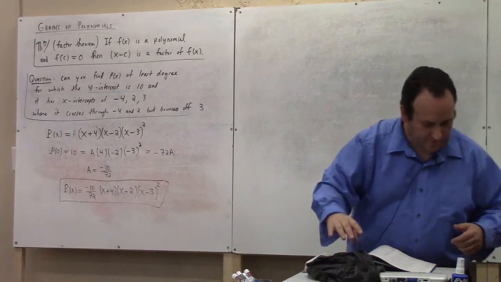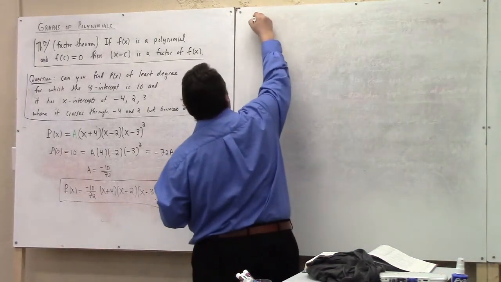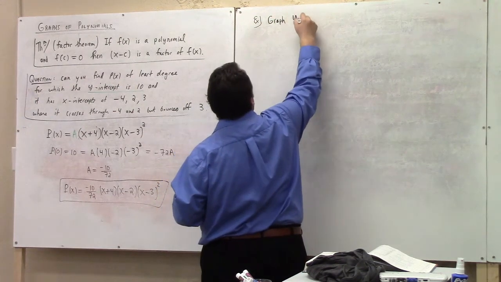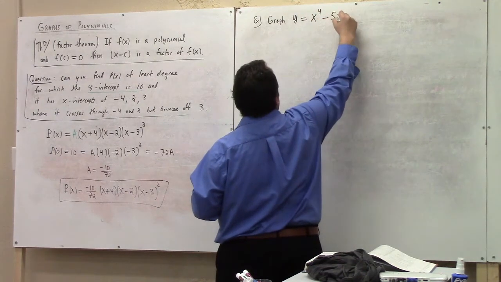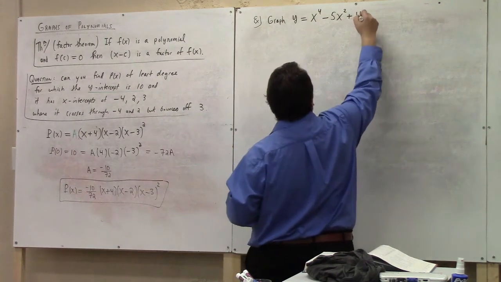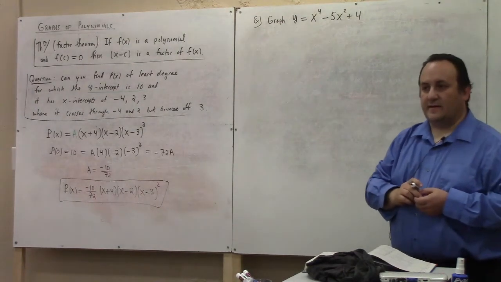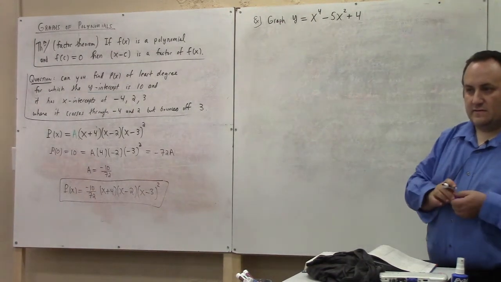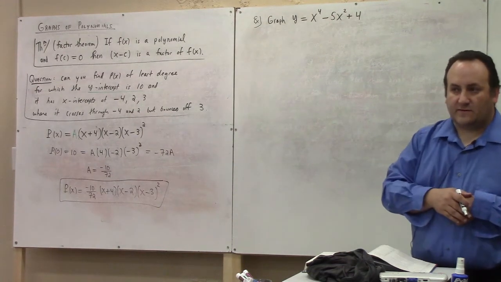Let me do another example here. Suppose we want to graph y equals x to the 4th minus 5x squared plus 4. So what's our game plan? Our game plan: factor it completely and use the factor theorem essentially to guide our thinking, right? Because wherever there's a factor, there's a 0. That's what the factor theorem says.